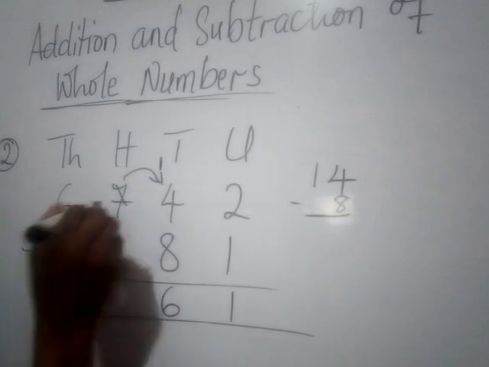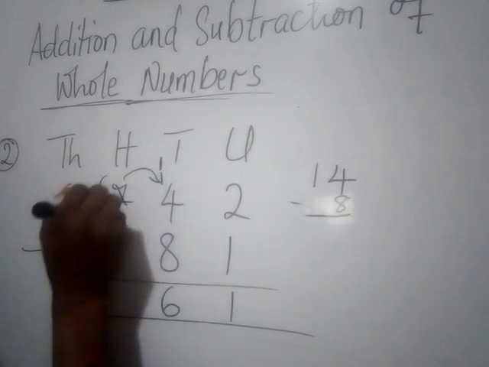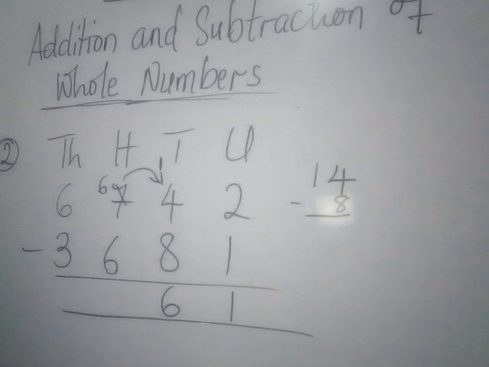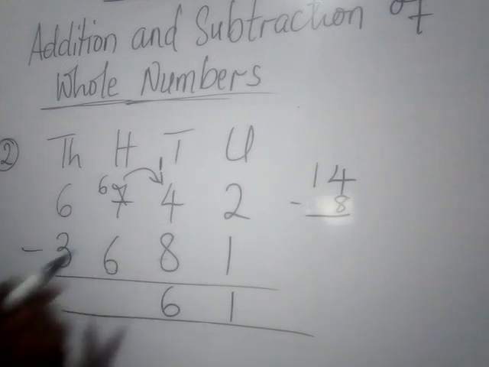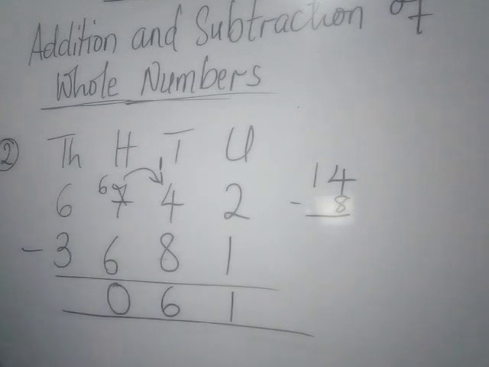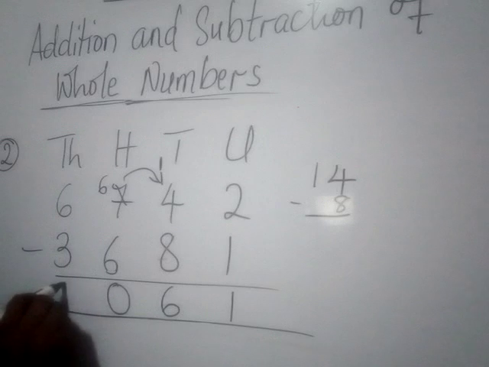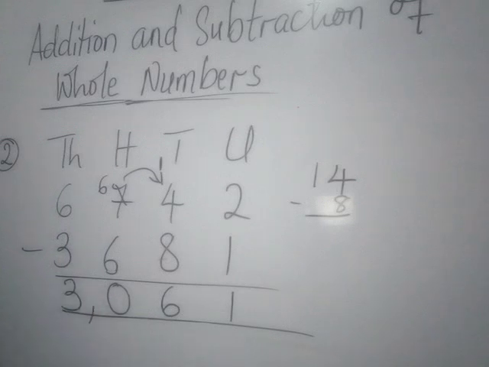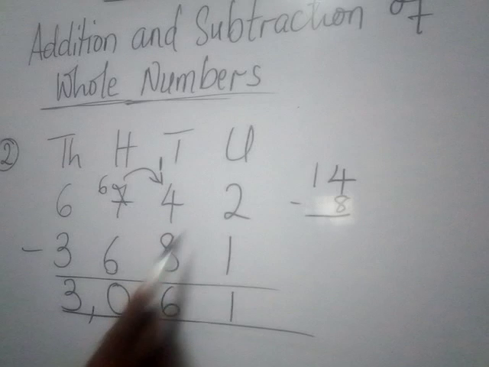Now remember, we have taken 1 out of this 7. So what we have left here is 6. So 6 take away 6, we have 0. And lastly, 6 minus 3, you have 3. So our answer here is 3061. So let's go over this again.